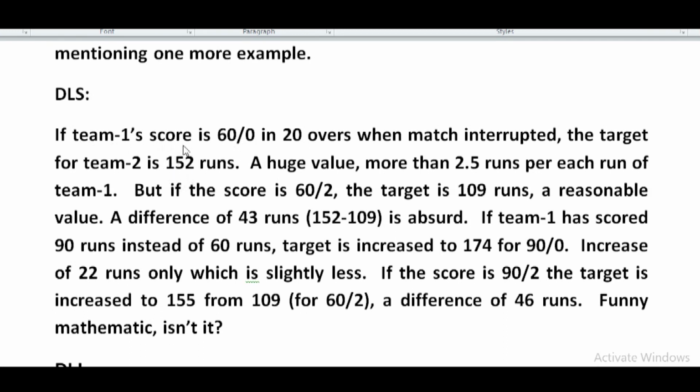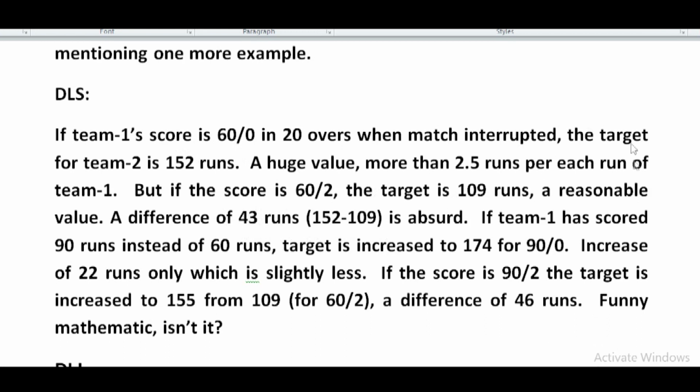For every run team 1 has scored, team 2 has to score 2.5 runs. Okay, just forget about that. Now let us see what is the target if instead of 0 they have lost 2 wickets. The target is just dropping down to 109 runs. Of course 109 is a very reasonable value, no doubt about that. But this difference, if you see the difference is 43 runs, 152 minus 109 runs.